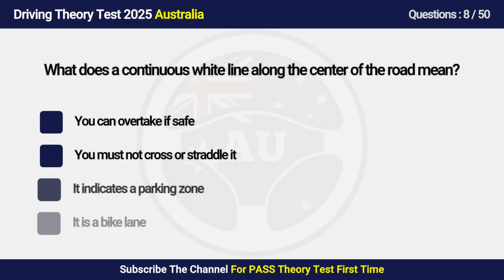Question 8. What does a continuous white line along the center of the road mean? A. You can overtake if safe. B. You must not cross or straddle it. C. It indicates a parking zone. D. It is a bike lane.